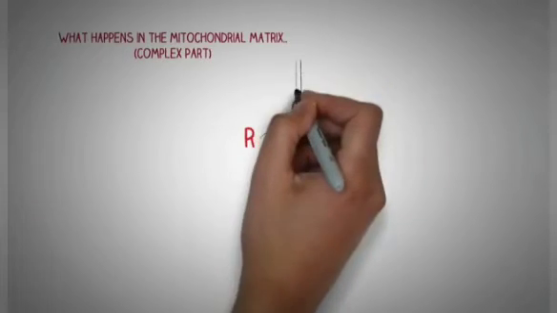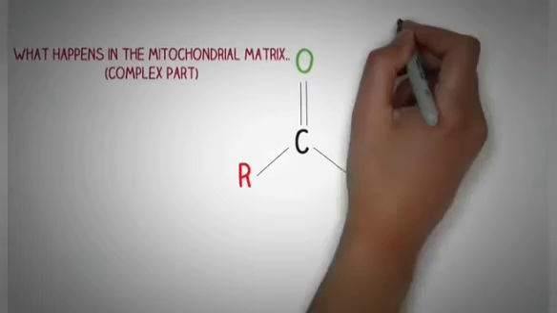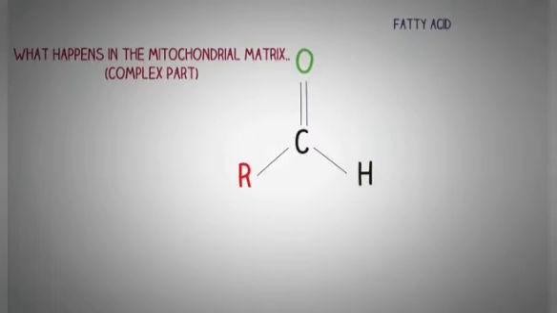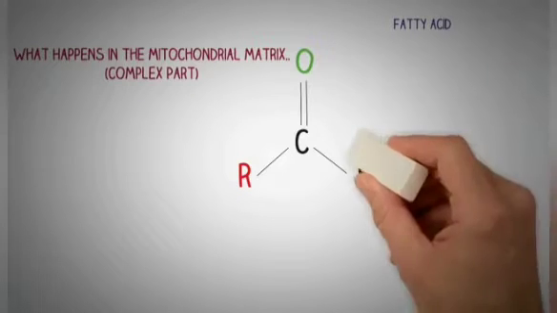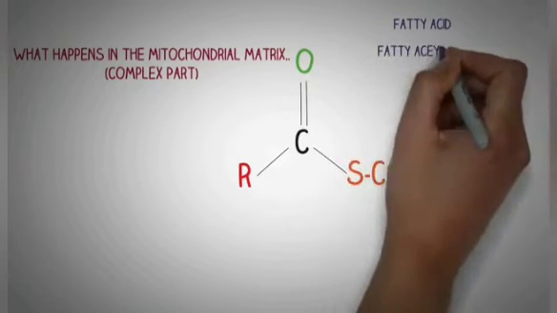Now let's talk about what happens in the mitochondrial matrix, which is the complex part of the beta oxidation. What you're seeing is the basic formula of a fatty acid in which a side chain is attached to the carboxyl functional group. In this compound, if we remove the hydrogen atom and attach a CoA group to this compound, this becomes a fatty acyl CoA.